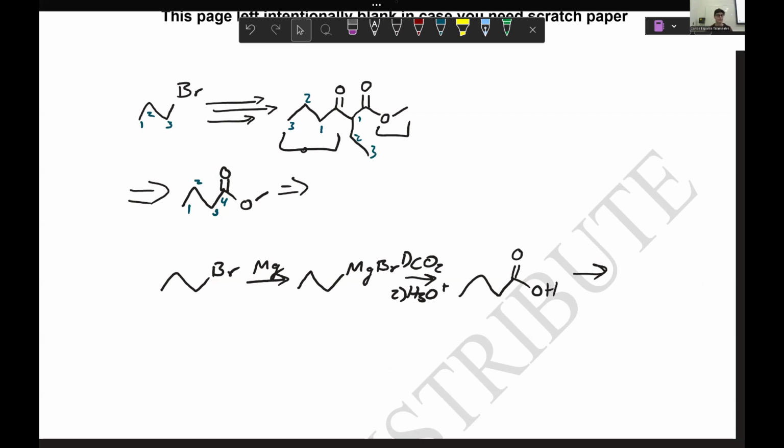So what are you trying to make? The ester? Yeah, okay. So we're trying to go from the carboxylic acid to the ester. Does anyone have a good way of doing that? Carboxylic acid to ester. Ester formation. I forgot the reagent.